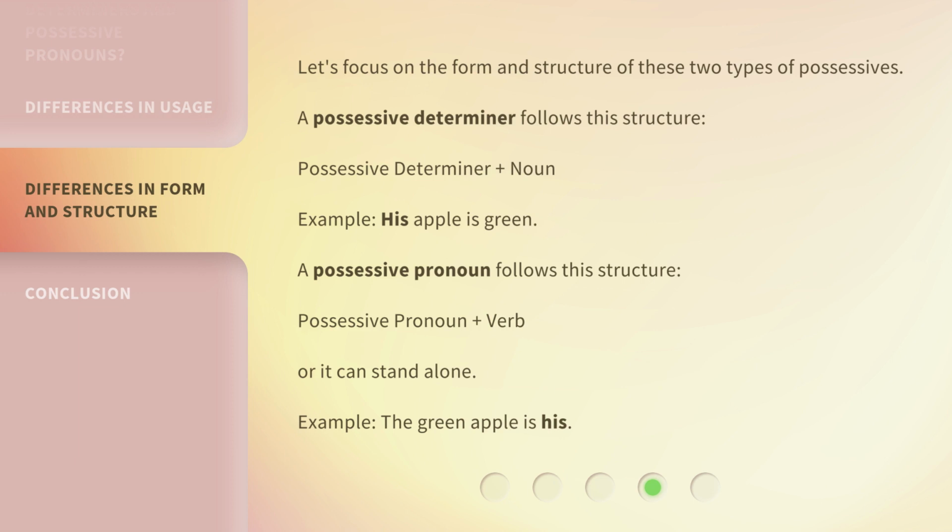A possessive pronoun follows this structure. Possessive pronoun plus verb, or it can stand alone. Example: the green apple is his.